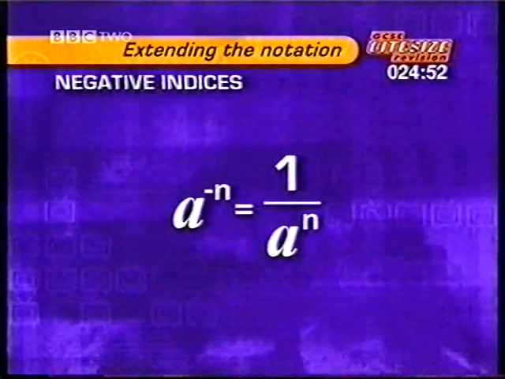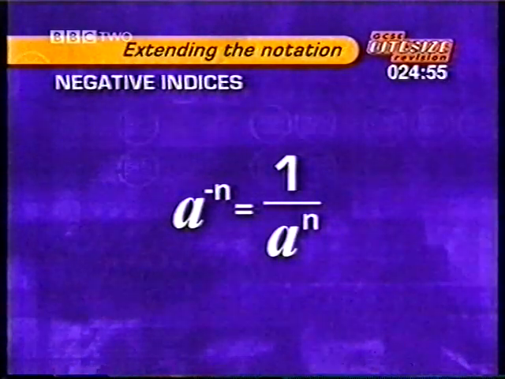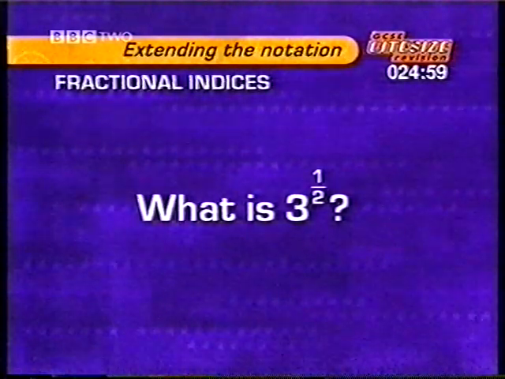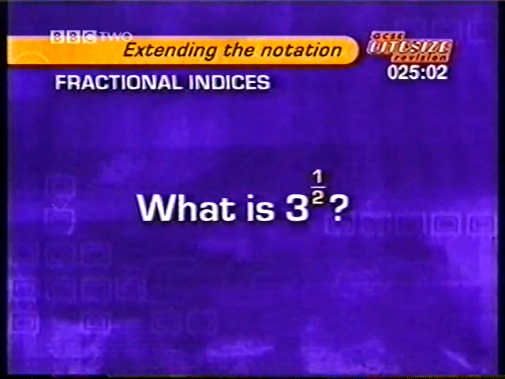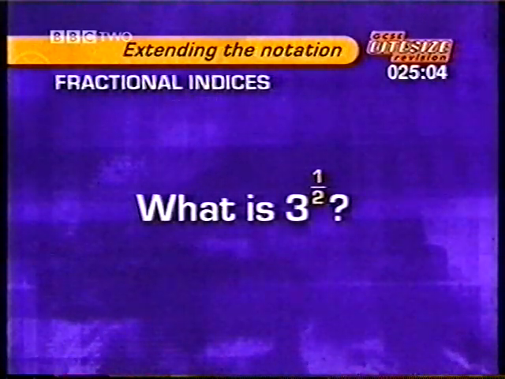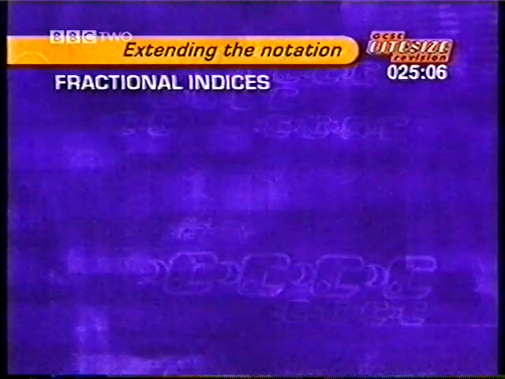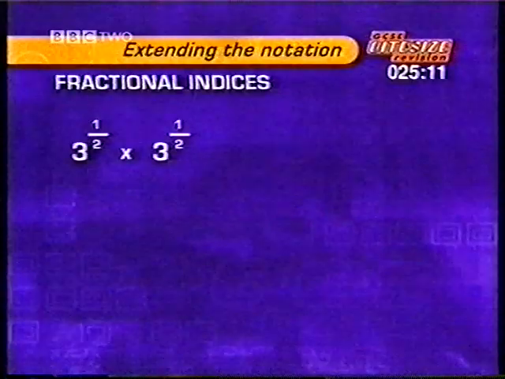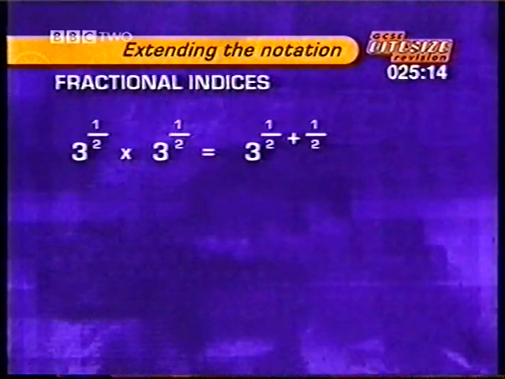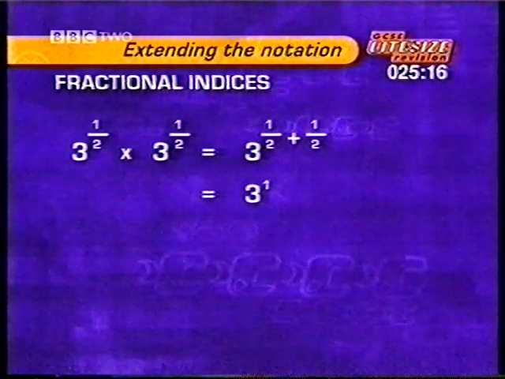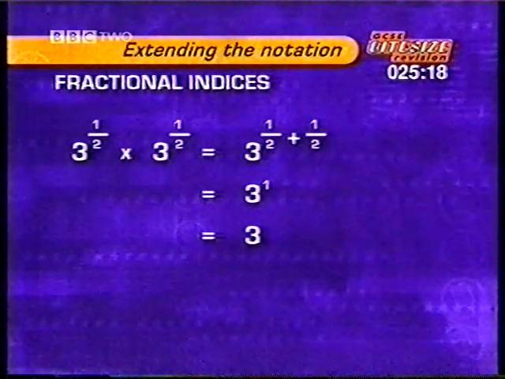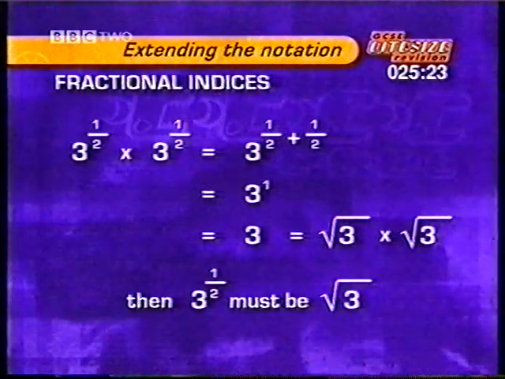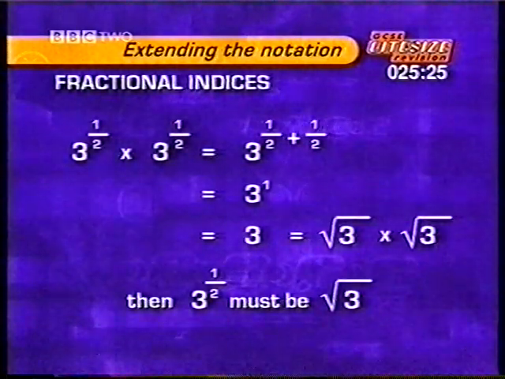Does this system of power notation include fractions? What is 3 to the power 1/2? The fractional index number is the 1/2, but what does 3 to the power 1/2 actually mean? If we multiply 3 to the power half by 3 to the power half, according to the multiplying powers rule, we get 3 to the power half plus a half, that's 3 to the power 1, or plain 3. But the only number that multiplied by itself equals 3 is the square root of 3, so 3 to the power half must be the square root of 3.